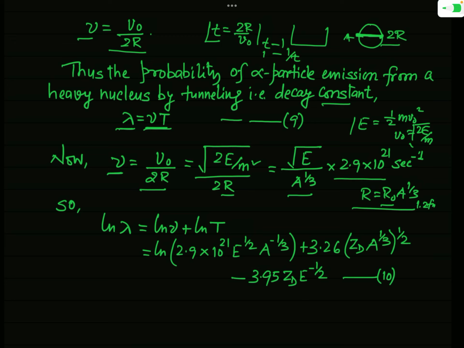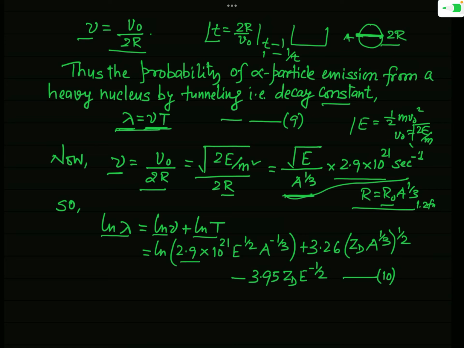And this frequency, you can see, also depends on the energy of the alpha particle and the mass number, or total number of nucleons inside the nucleus. Now, let us take the logarithm of this equation number 9. So, what will be ln lambda? Ln lambda will be equal to ln nu plus ln t. Okay. Now, nu is equal to this much, you can see it here.